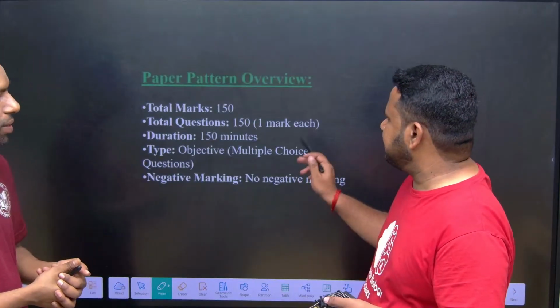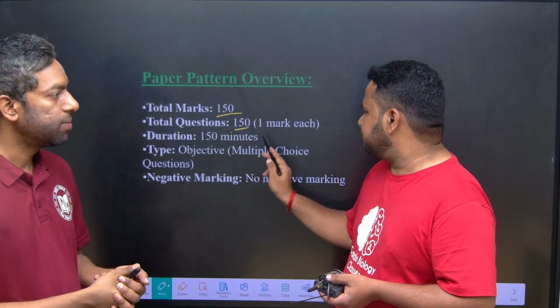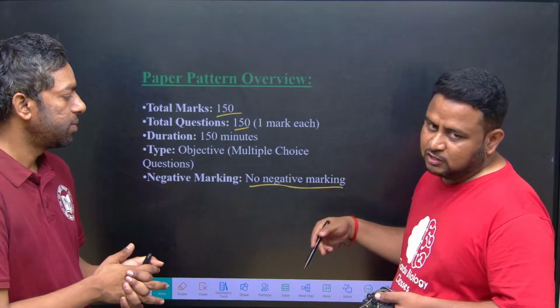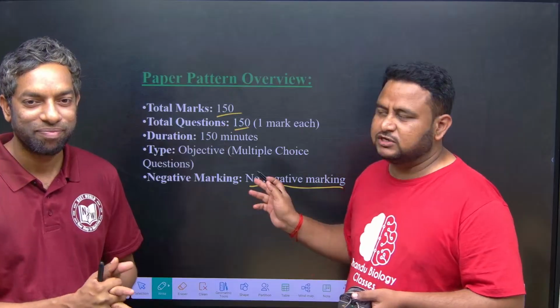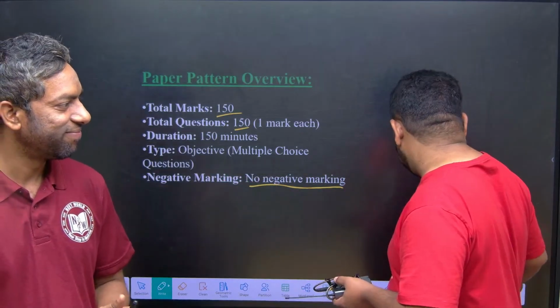Now coming to the paper pattern overview. The total marks are 150 and the total questions are also 150, and there is no negative marking, which you must be aware of. So definitely you have to attempt all the questions. Otherwise it's a crime if you don't attempt all the questions because there is no negative marking. And it is objective type questions. This is about the paper overview.